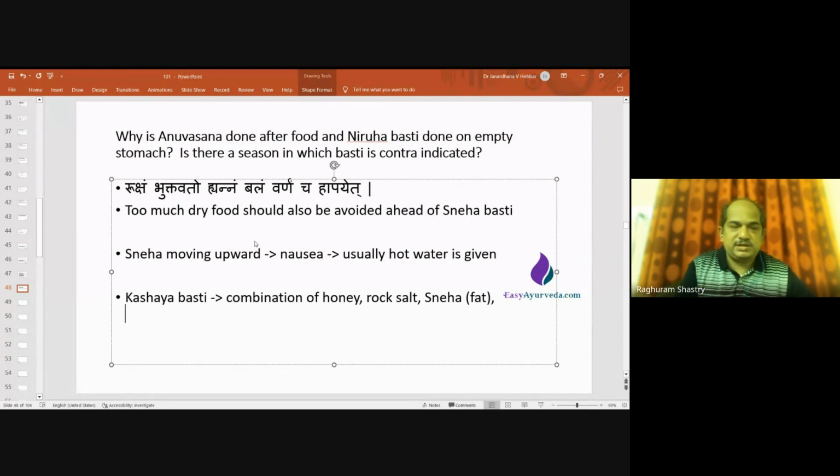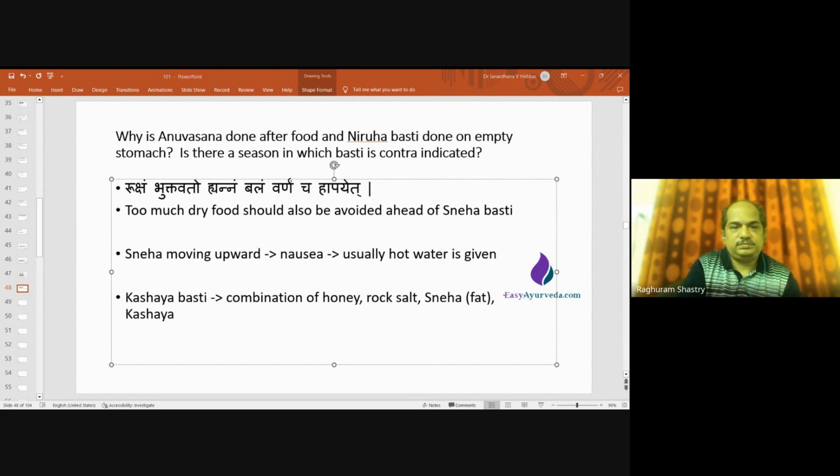And Guruji sir's explanation is also very scientific. If Kashaya Basti, which is large in quantity, moves very quickly towards the stomach, it may come in contact with the food, or it may push the food upwards and cause nausea and other symptoms. So that is also scientifically accepted and appreciated, sir.